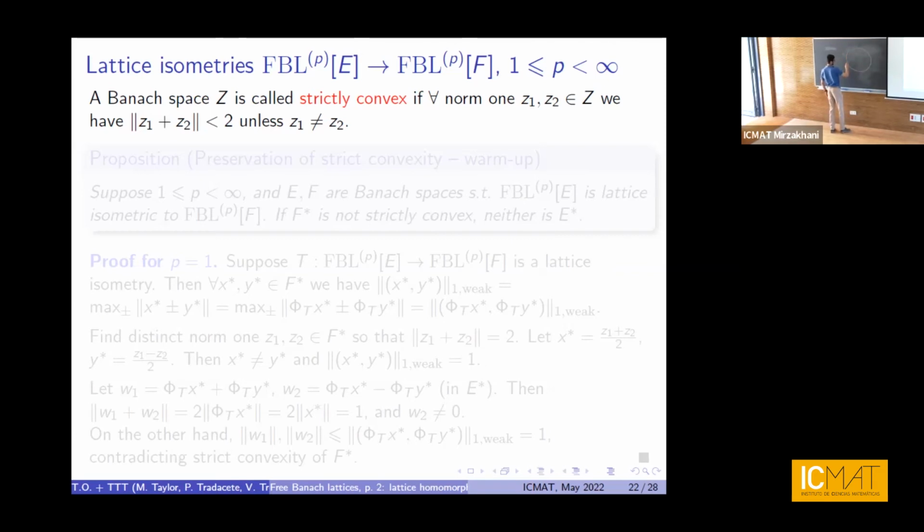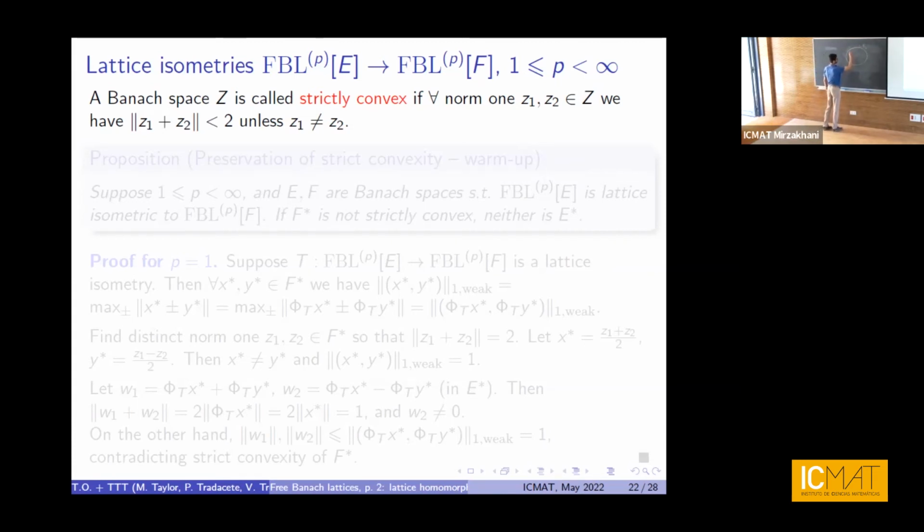So maybe do it differently, maybe smaller. Let's say this is a unit ball of Z. What does it mean that Z is strictly convex? Well, let's say we take Z1 and Z2 on the unit sphere, on the surface of the unit ball.